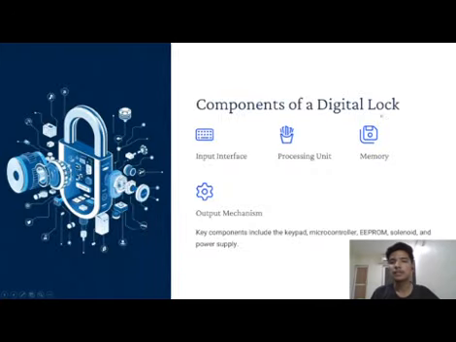And next is components of a digital lock. So input interface, processing unit, memory, output mechanism. These are the components of a digital lock. Key components include the keypad, microcontroller, EEPROM, solenoid, and power supplies, etc.